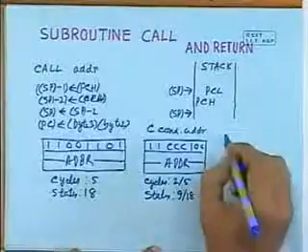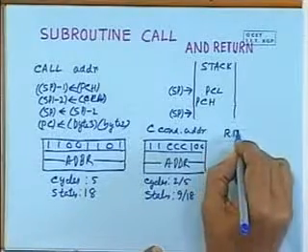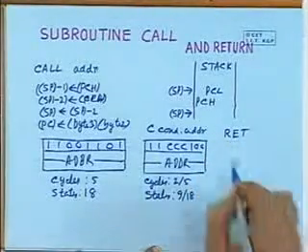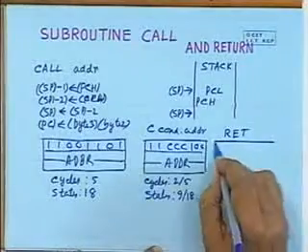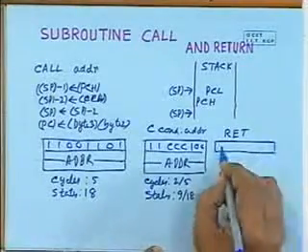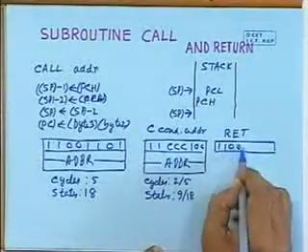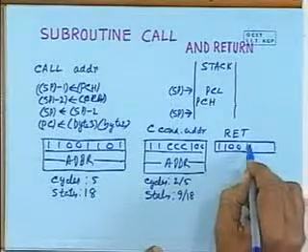Otherwise the situation will be like Abhimanyu of Mahabharata. He was not knowing how to return from Chakravyuha. So you must know an instruction by which you can return from the subroutine call, and for that purpose there is a return instruction. Return instruction is a short one. The code is like 11001000.